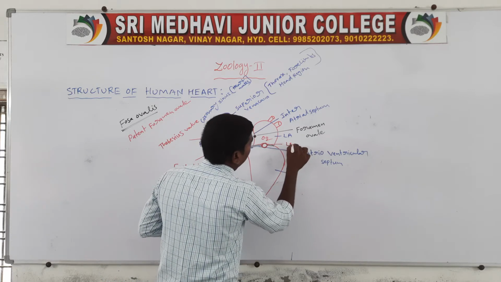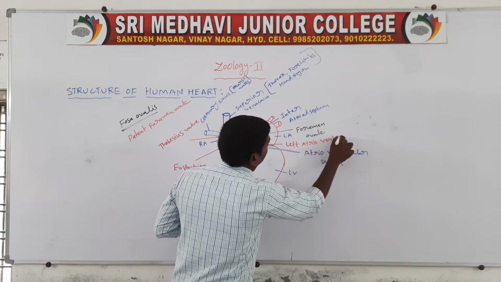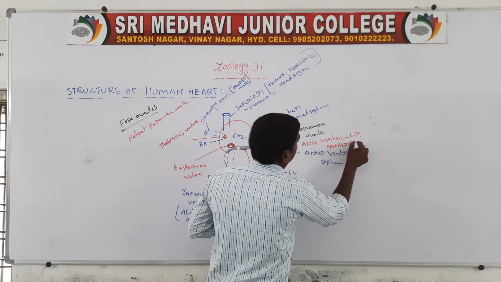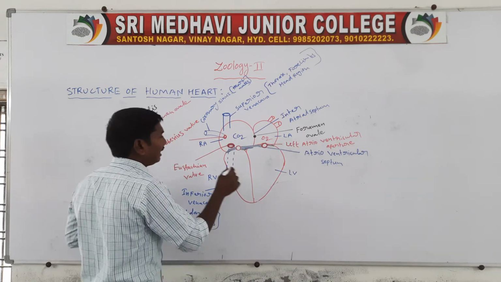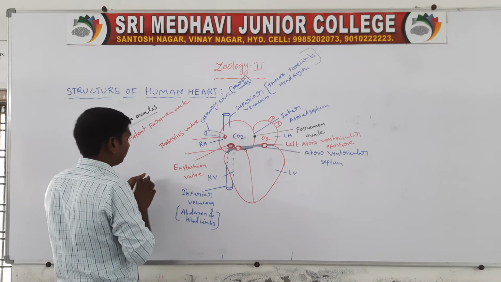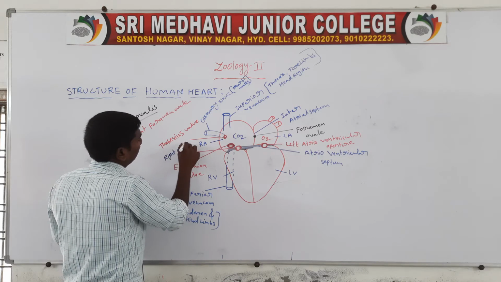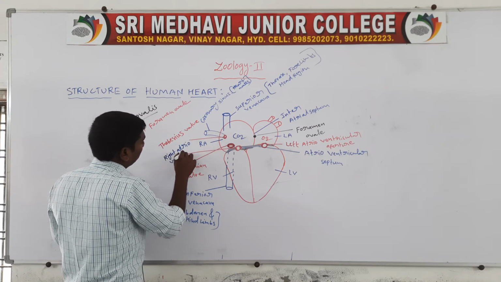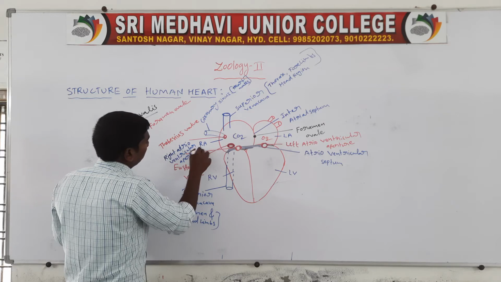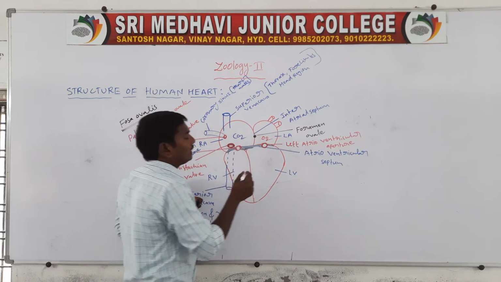This is the left atrioventricular aperture, and on this side the right atrioventricular aperture. The left atrioventricular aperture contains a bicuspid valve.